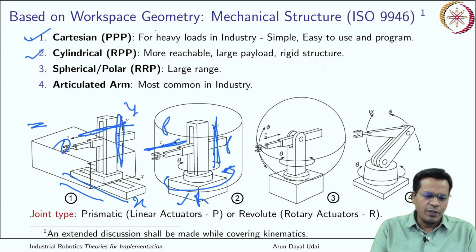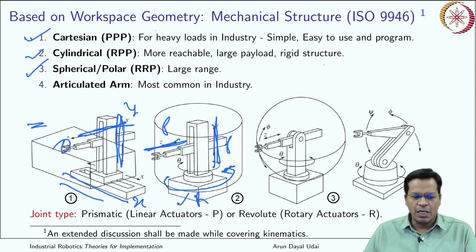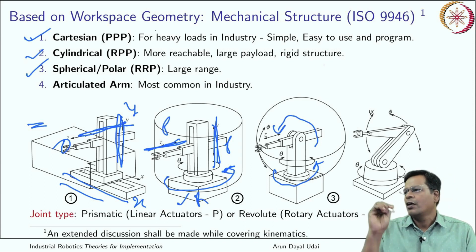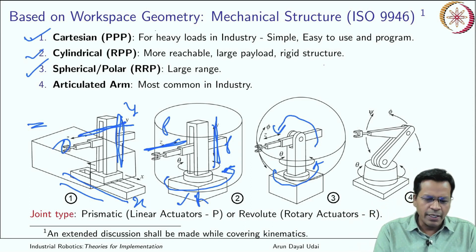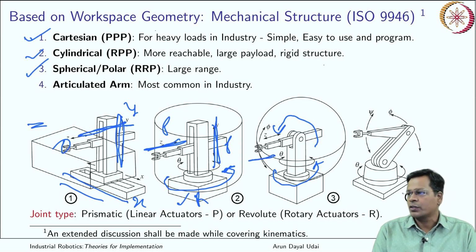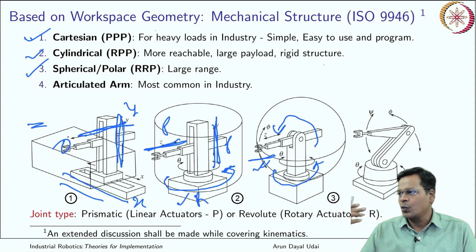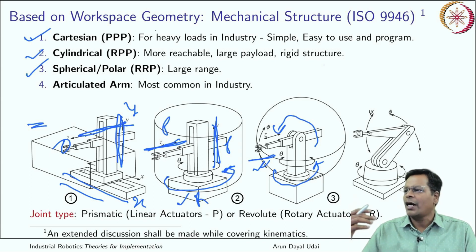So yes, and the third one is a kind of robot which is RRP, revolute, revolute, prismatic. So the first axis is a rotary one, the second axis is also a rotary one, both axes are orthogonal to each other, and then you have an arm which can extend. So this basically will change the radius of the sphere which it can cover. Okay, so the workspace is something like a sphere. Two revolute axes, one prismatic. It has a very large range, but they are very uncommon in the industry.